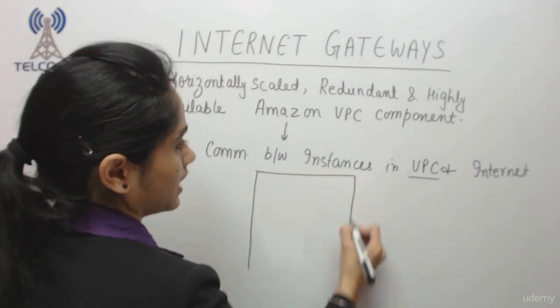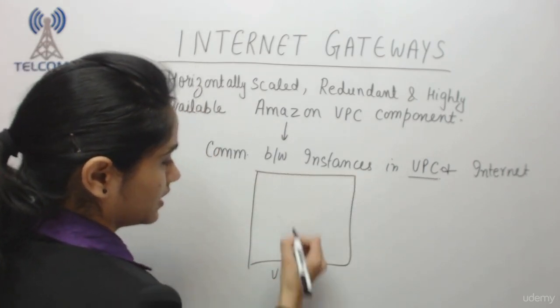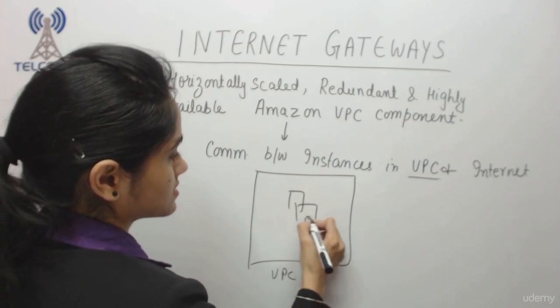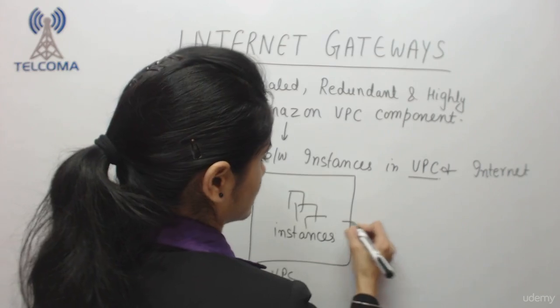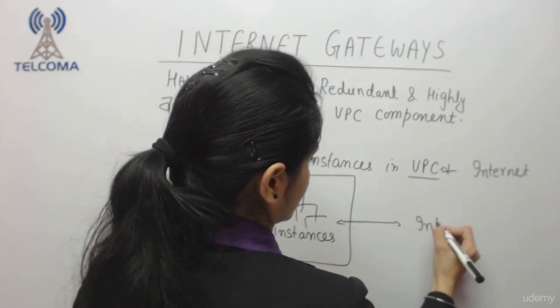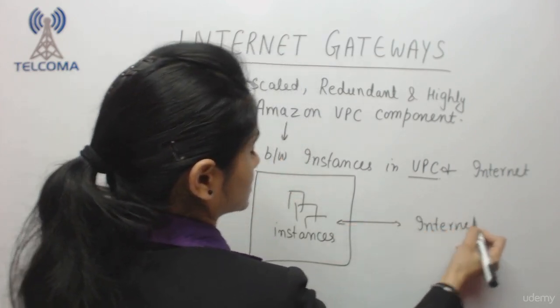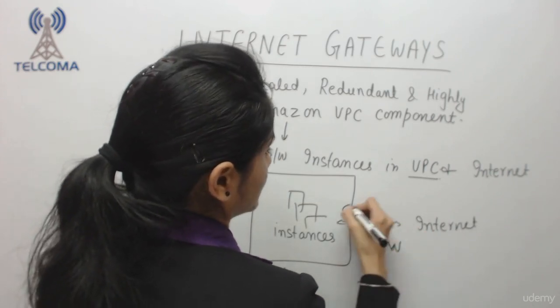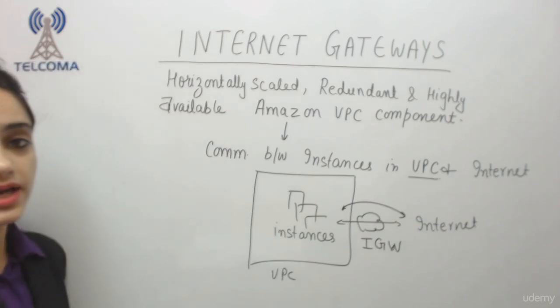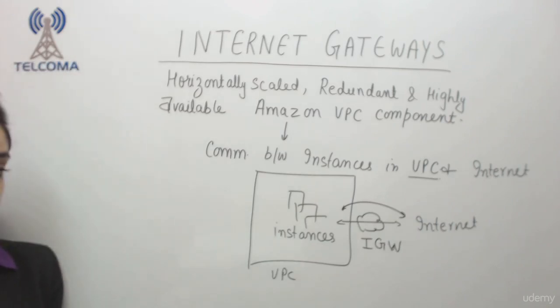Like we have a virtual private cloud. Here in this case we have various instances. Now these instances require communication with the internet. So the internet gateway will allow the communication between these two entities. That's why we require an internet gateway.